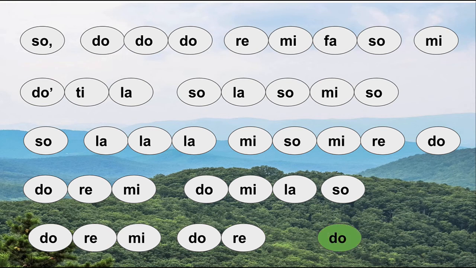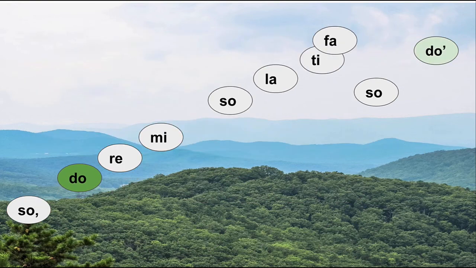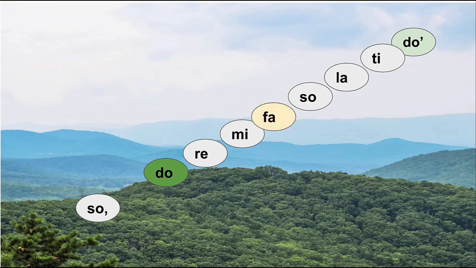That's right. The home tone, or tonic, is do. And if we were to arrange all of these pitches from lowest to highest, we would discover that our song is based on the major scale. So, do, re, mi, fa, sol, la, ti, do.